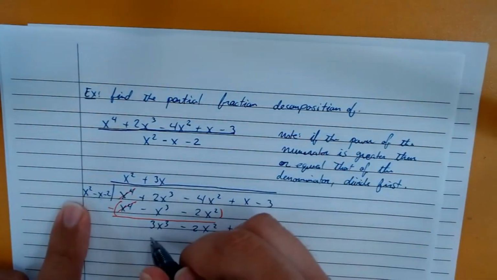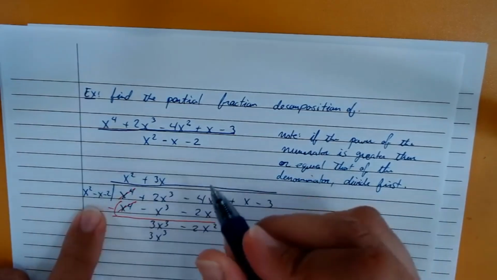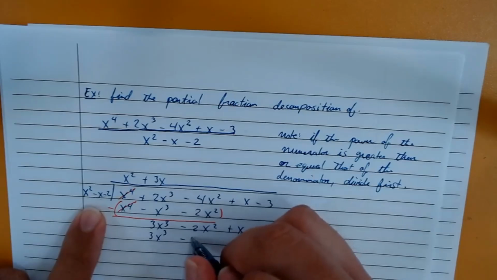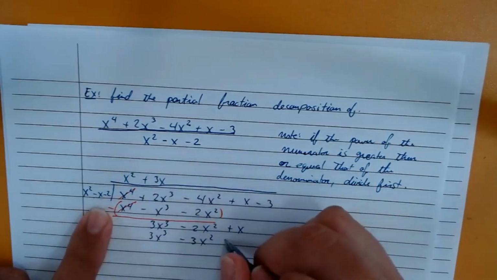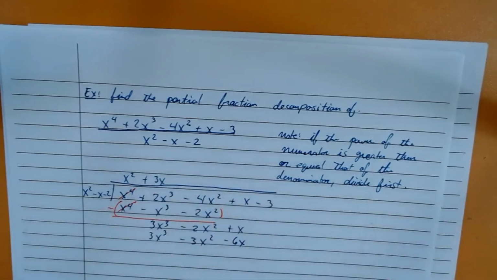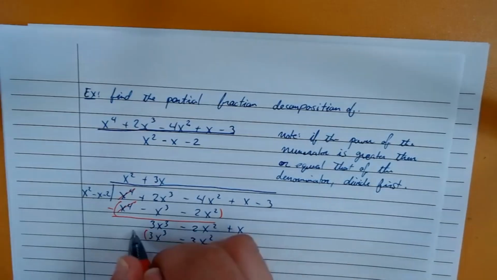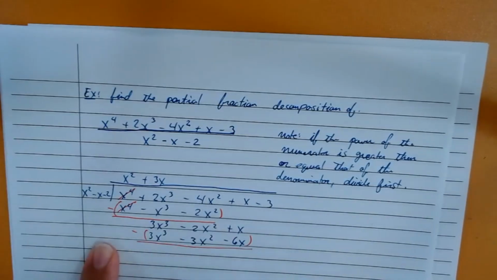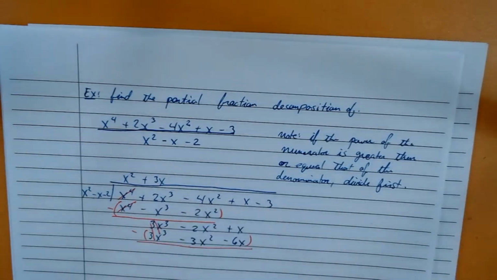3x times x squared is 3x to the 3rd. 3x times negative x is negative 3x squared. And 3x times negative 2 is negative 6x. And you're going to take that whole thing and subtract it. Once again, every time you subtract, that first set of terms should go to 0. If not, you did something wrong.